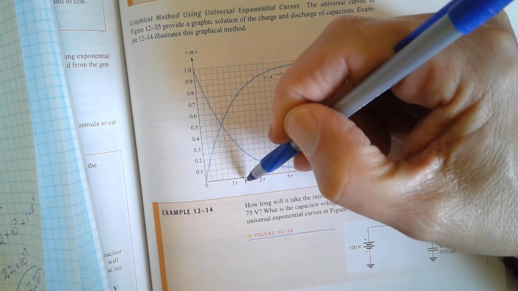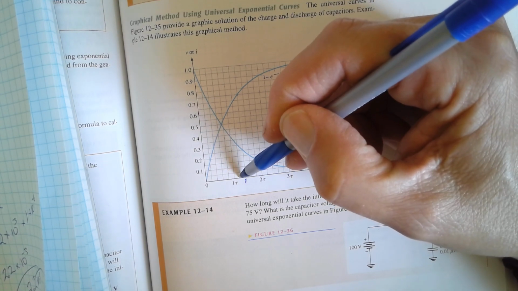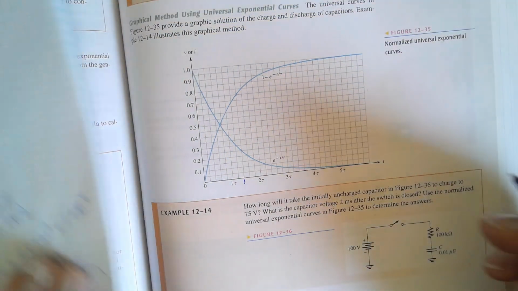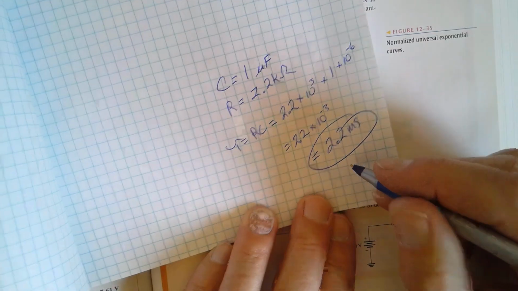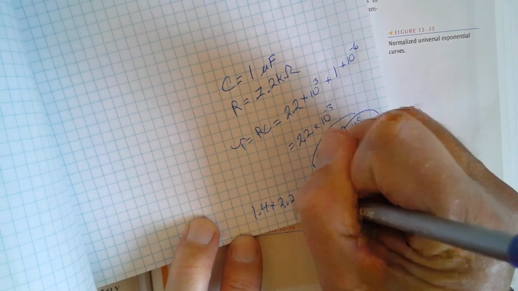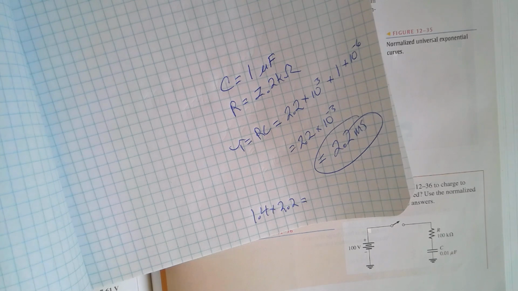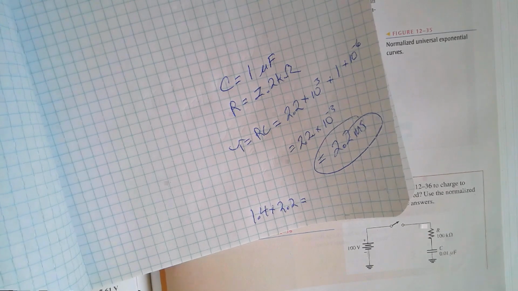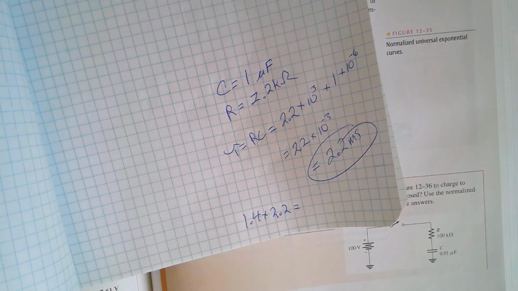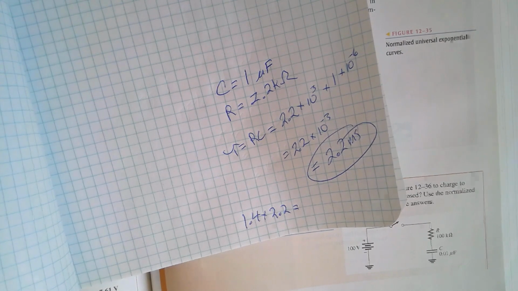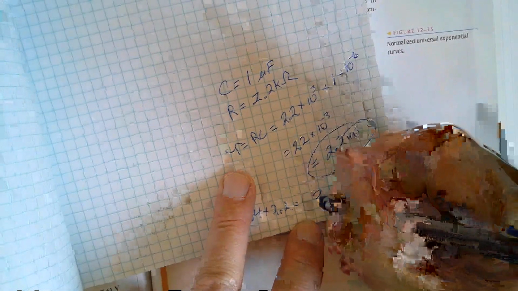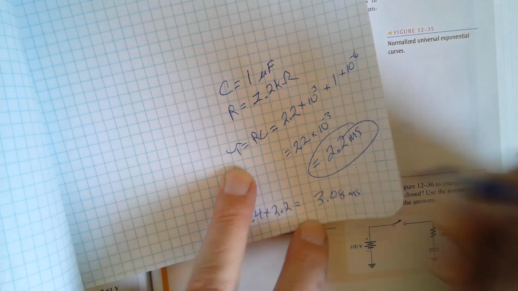Oh, and look, we're back at about the same thing. That's about 1.2, 1.4 time constants. So a time constant, though, is 2.2 milliseconds, so I have 1.4 times 2.2, and that equals, got my calculator, 1.4 times 2.2, 3 milliseconds. So that comes to 3.08 milliseconds. Is that the answer the book's got?